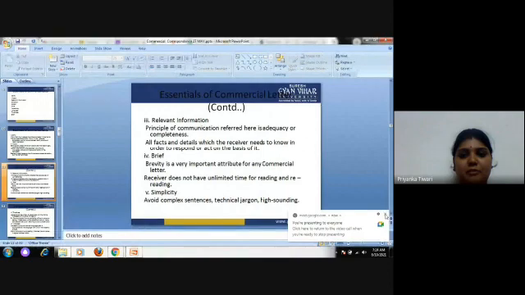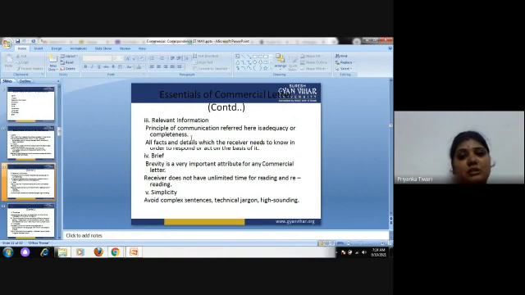So the relevant information principle of communication referred to here is the adequacy or completeness of facts and details which the receiver needs.